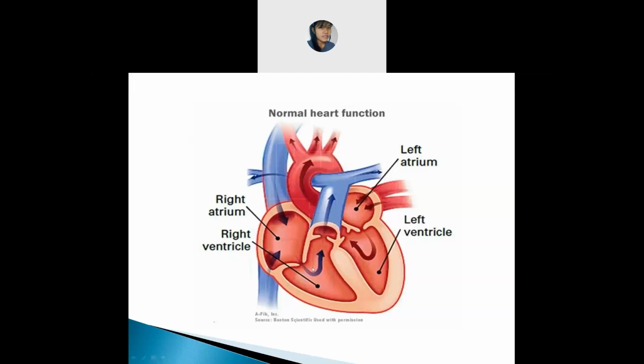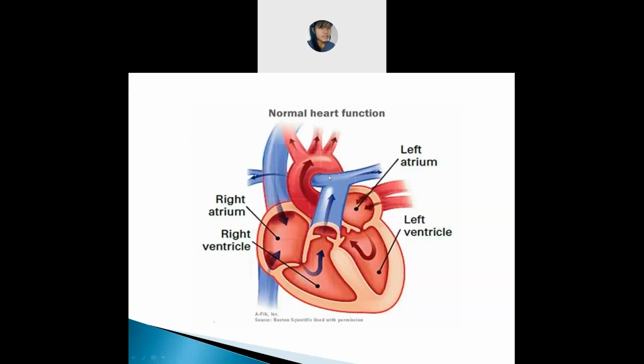From the superior and inferior vena cava, the deoxygenated blood comes and enters into the right atrium. And after that it goes through the valve, which is known as what? This valve is known as what? Can anyone say? Pulmonary valve. No, pulmonary valve is upside. This valve is known as what? Tricuspid valve.